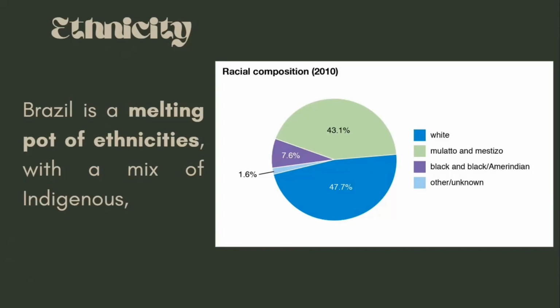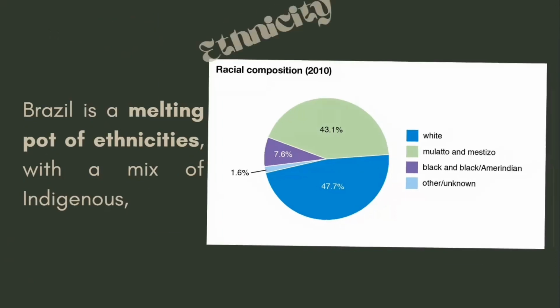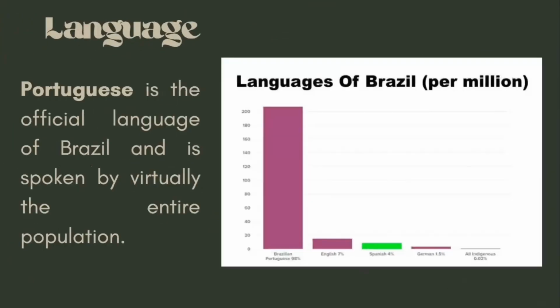Now, despite its ethnic diversity, Brazil has also faced significant social and economic inequalities. Indigenous people and Afro-Brazilians have historically faced discrimination, poverty, and limited access to education and healthcare. In recent years, however, there have been efforts to address these inequalities and promote greater inclusion and diversity in Brazilian society. Now let's move on to its language.